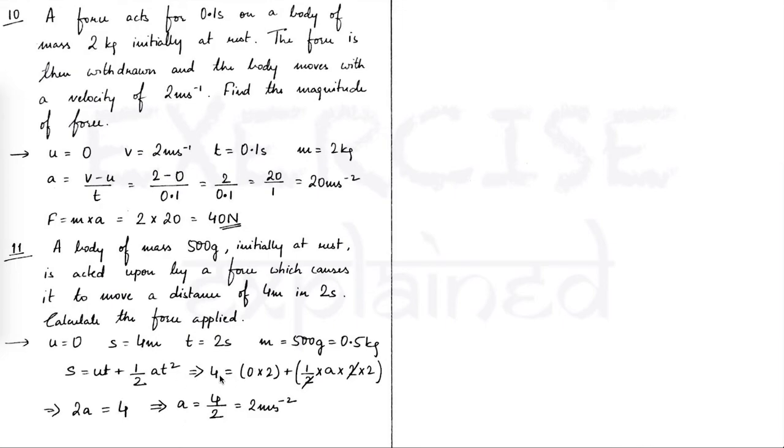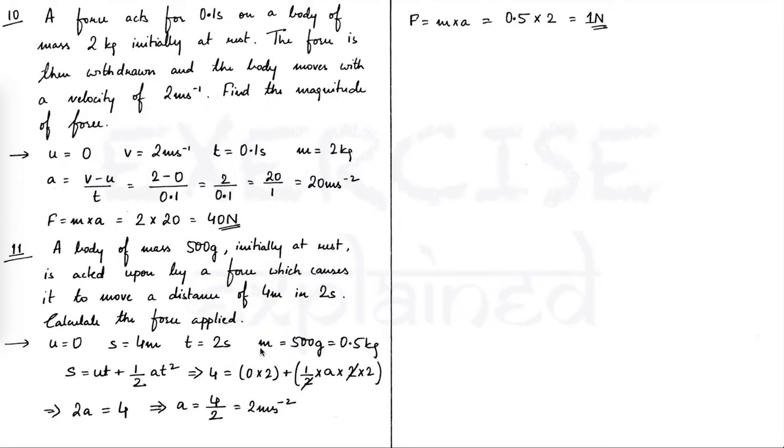Now here 0 into 2 happens to be 0 and here 2 and 2 cancel, so I'm just left with 2a. So I can write 2a is equal to 4, or a will be equal to 4 divided by 2, that happens to be 2 meter per second square. So we have got the acceleration.